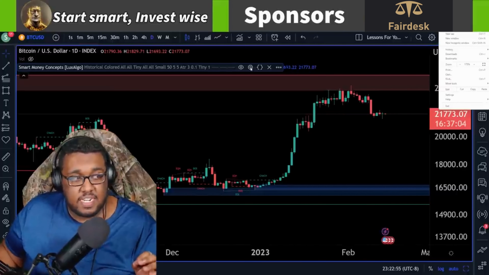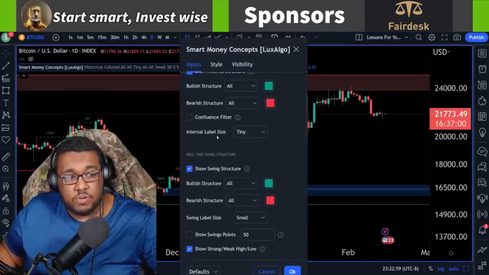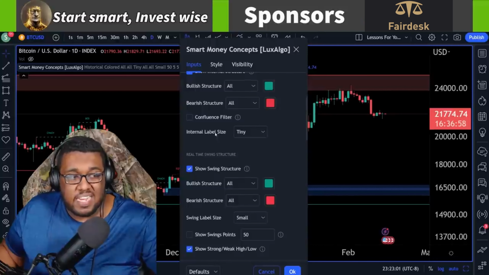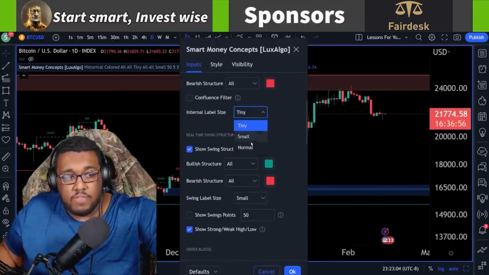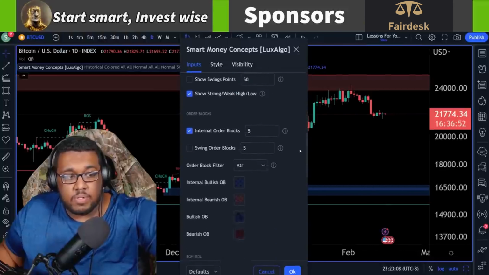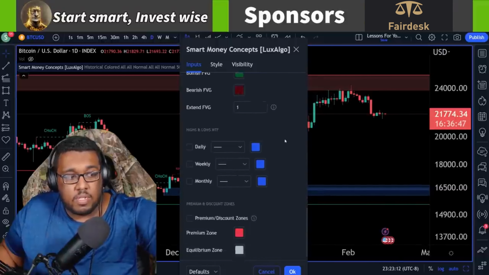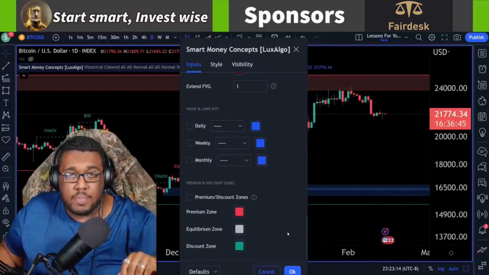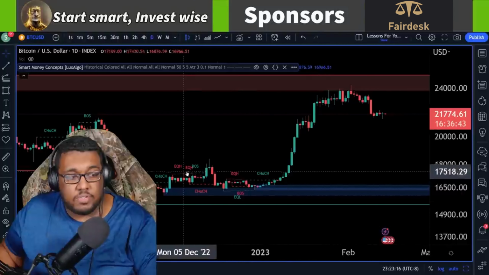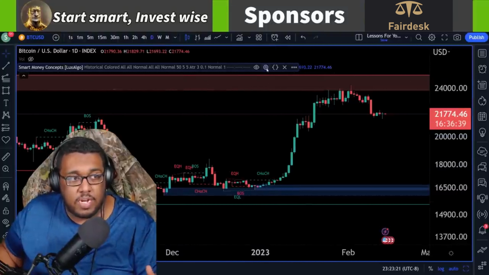Go over to the Settings tab, go down, and you're going to see a bunch of these that say internal label size, or label size. I want you to turn all of these from tiny to normal before we get started. Swing label size, normal. Label size, normal, and that's all of them. It looks like only about 3, okay? Then hit OK, and you'll see that all the letters are a little bit larger, and it makes it a lot easier to see what's going on.